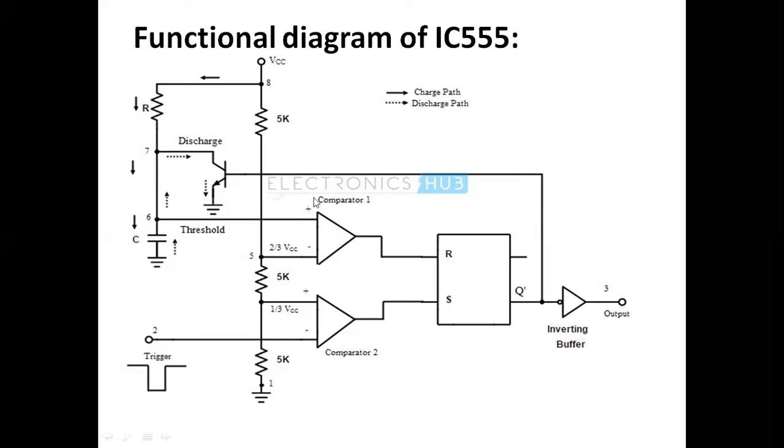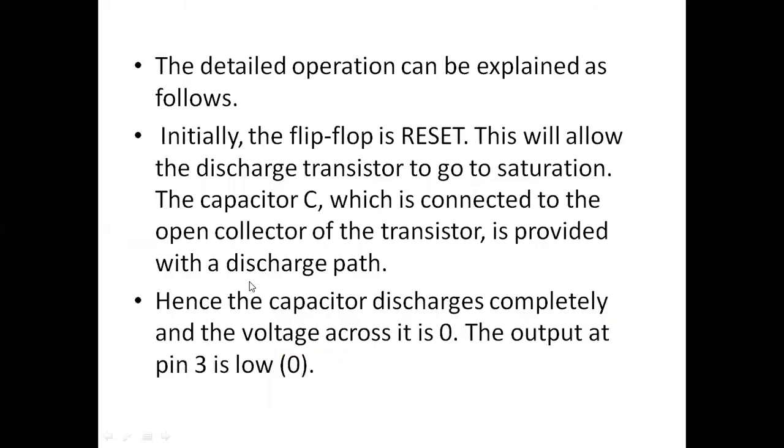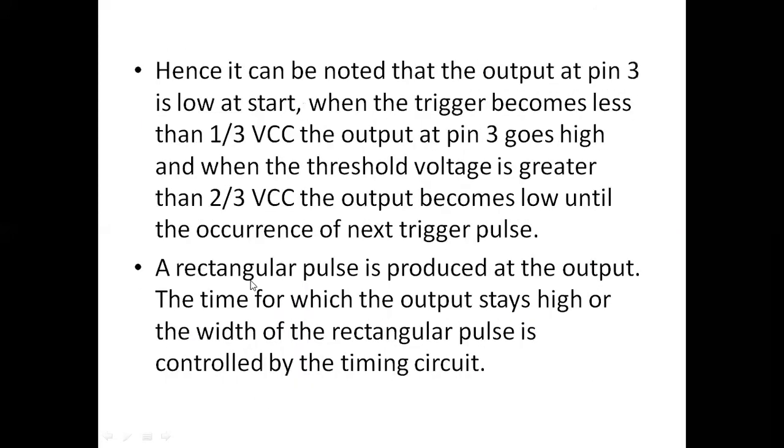So the voltage at this terminal is high compared to this voltage, so we get a reset pulse, that is logic 1. If it is 1, it resets the flip-flop. If reset is 1, then the output will be 0 and Q bar is 1. If Q bar is 1, the transistor will be on. If it is on, then it is connected to the capacitor. The capacitor starts to discharge, dropping to 0 volts. So this is the operation which I have explained.